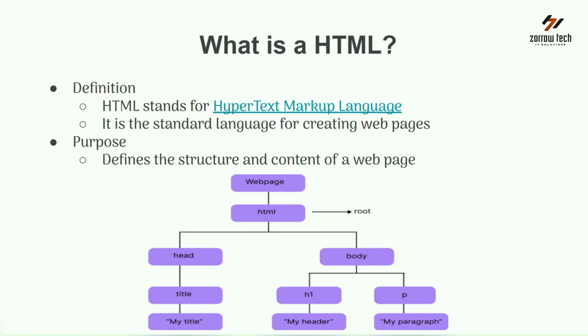Every HTML document has a basic structure: the root element, the head section where you define metadata like the page title, and the body section where the visible content of the web page goes. For example, the root element is HTML. Inside it, you have the head section with the title and the body section with the content like headers.